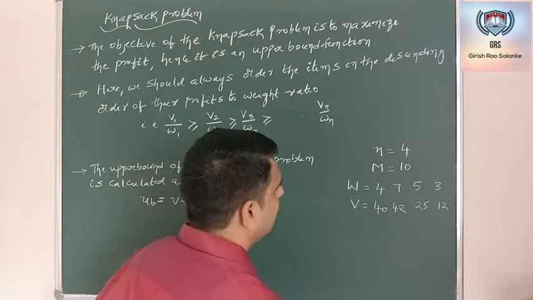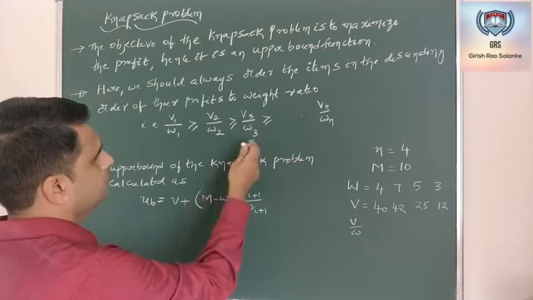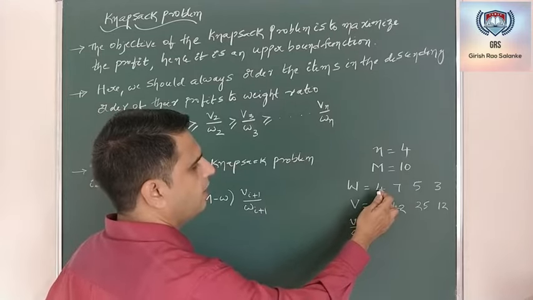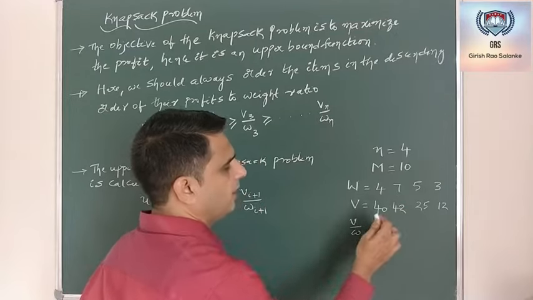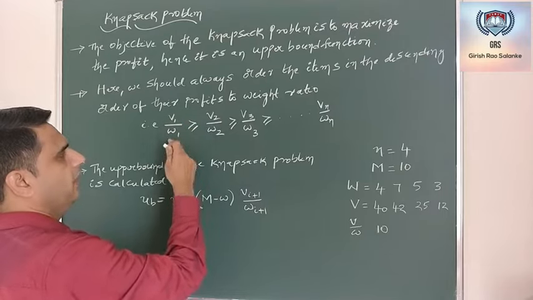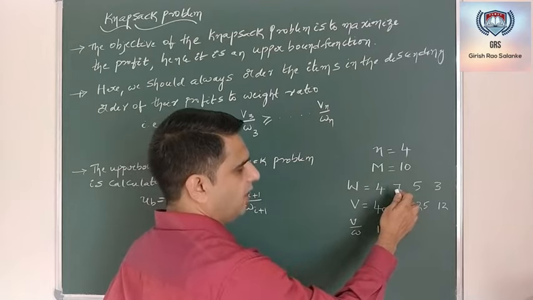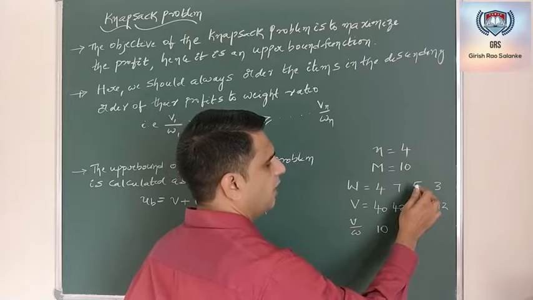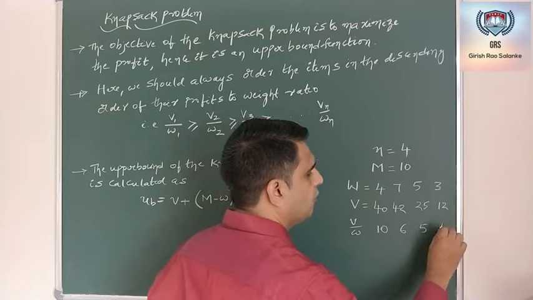Now let's calculate the profit to weight ratio. For the first object, it is 40 divided by 4. Now 40 divided by 4 is 10. Next, 42 divided by 7. See, it is V1 divided by W1. It is always profit divided by weight, hence it is the profit to weight ratio. 42 divided by 7 is 6. Next, 25 divided by 5 is 5. 12 divided by 3 is 4.